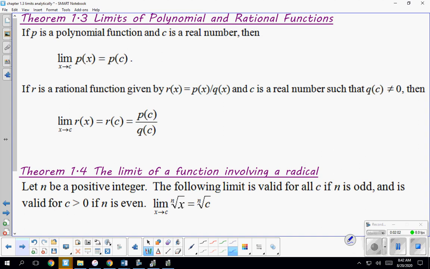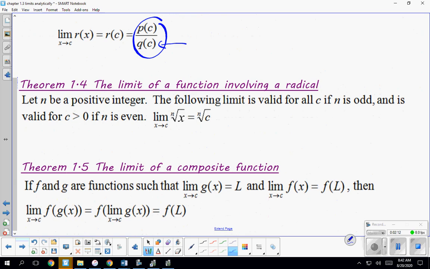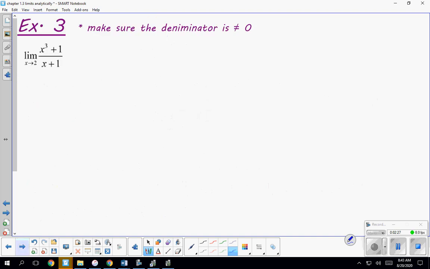Again, there's a lot of theorems on here. I'm not going to talk about every single one. The main problem is when this guy here equals 0. Then we need to do more work. If there's a radical involved, we still just use direct substitution and plug that in. A composite function is a little bit more complicated. We actually just find the limit of the inner function and then we plug it in. We're not going to actually practice that in this course.